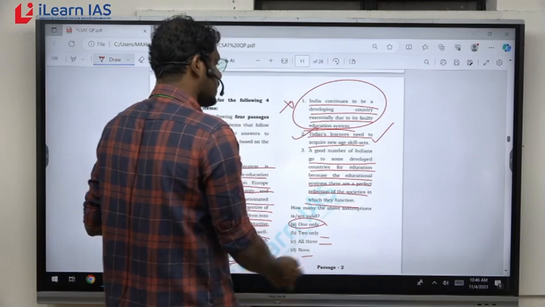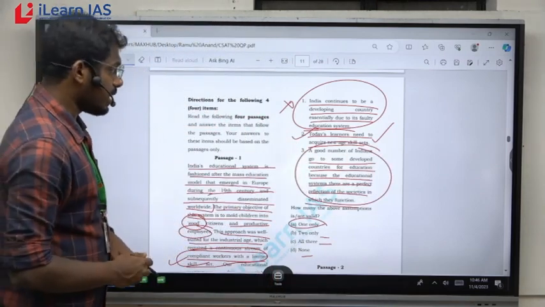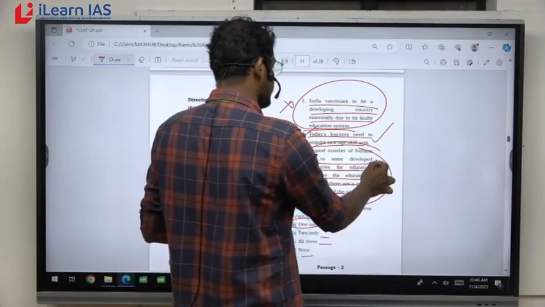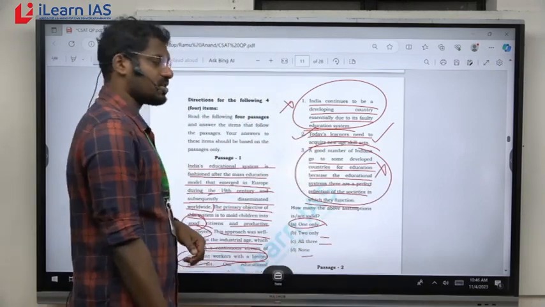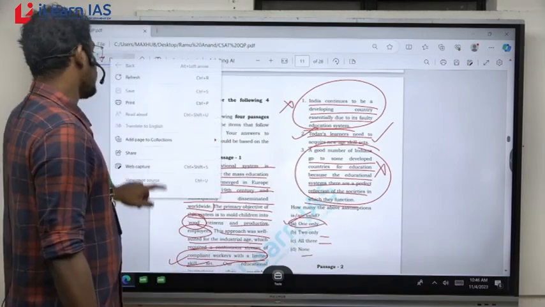A good number of Indians go to some developed countries for education because of the educational systems. They are a perfect reflection of the societies in which they function. No, the passage doesn't mention such an idea. So the most probable answer is option A, 1 only. Moving to the next question.